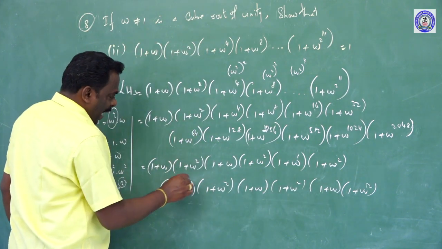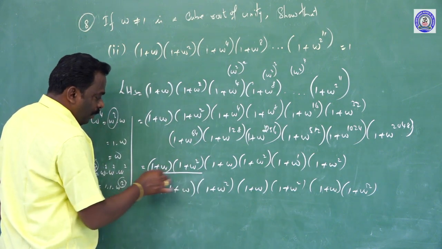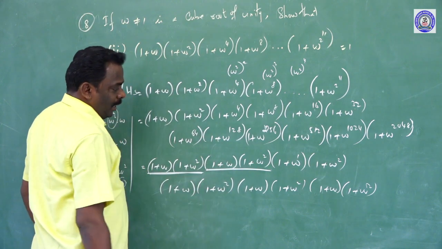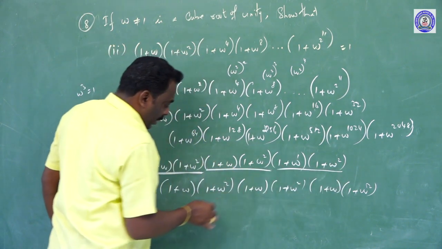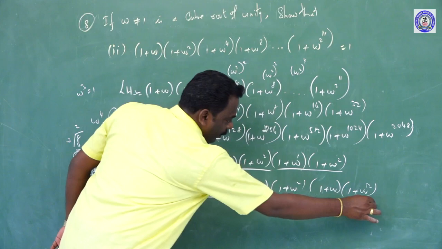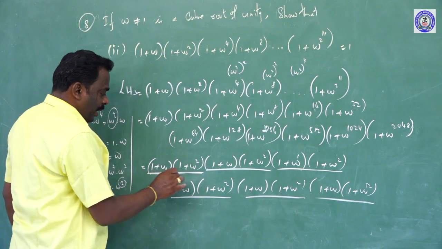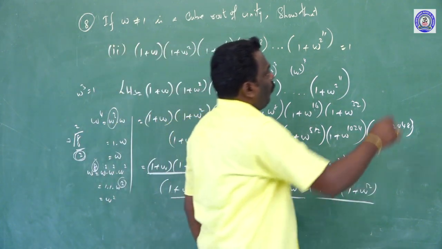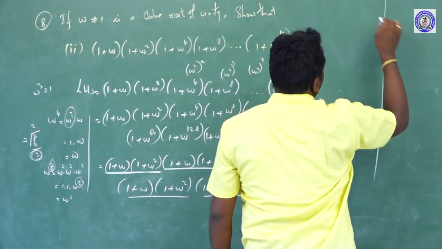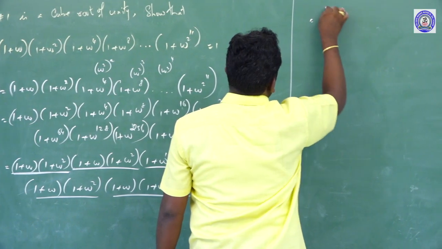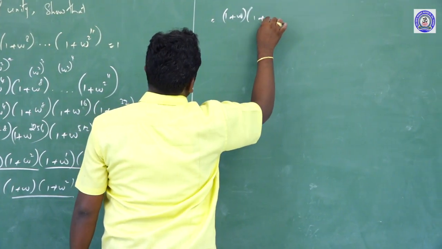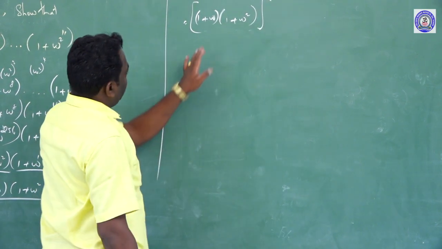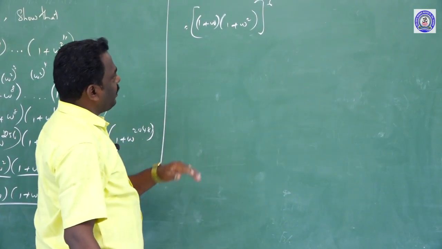Now we can consider pairs. So (1 + ω), (1 + ω^2) is one pair. Another (1 + ω), (1 + ω^2) is another pair, and so on, six pairs. Therefore the same term repeats 6 times. That is equal to (1 + ω)(1 + ω^2) whole power 6, because this term is repeated 6 times.